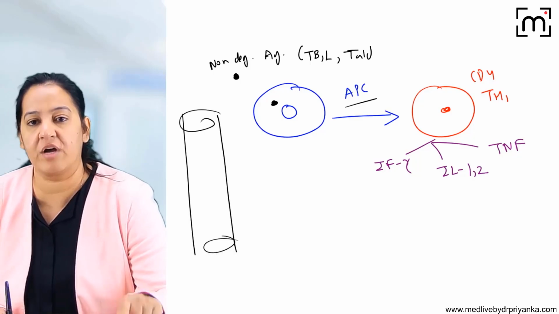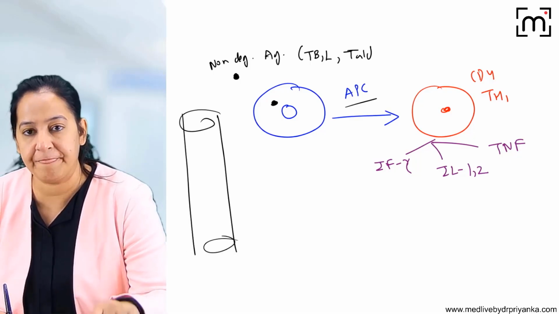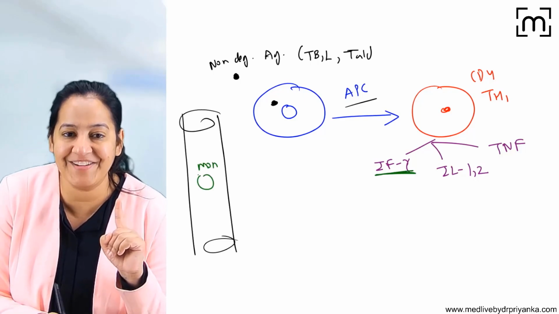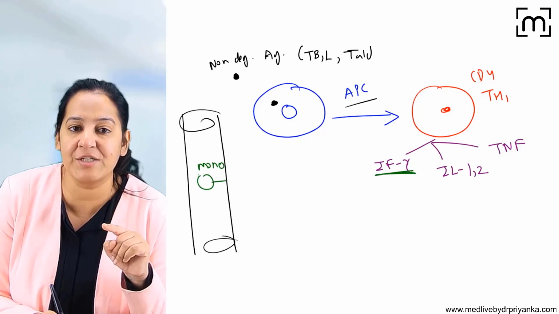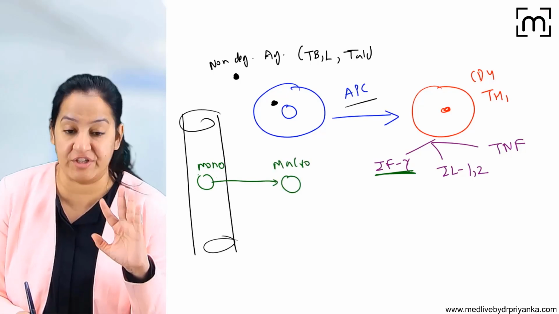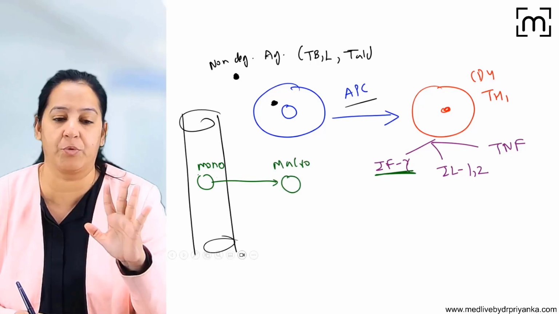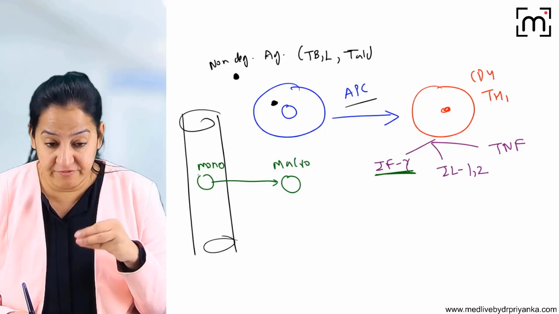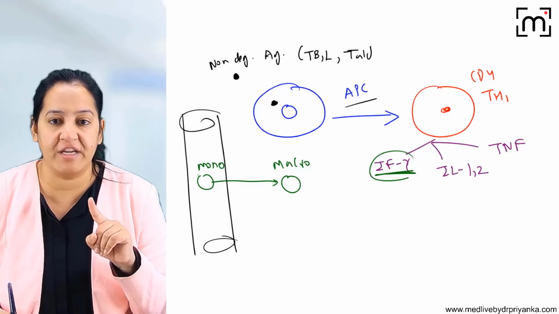So what will interferon gamma do? Interferon gamma will take the monocytes out. In the blood we have monocytes, right or wrong? The monocytes will come out. Once out, it is known as a macrophage. Till it is in blood, it is known as a monocyte. Once the monocyte leaves the blood and comes into the tissue, it is known as a macrophage. So interferon gamma will take it out and form the macrophage.